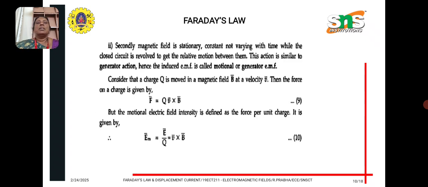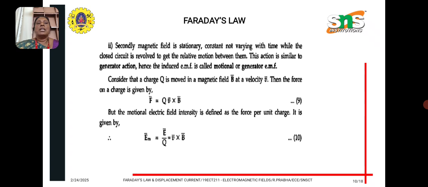So the magnetic field is stationary, constant, not varying with time, while the closed circuit is revolved to get the relative motion between them. So this action is similar to generator action, hence the induced EMF is called generator EMF or motional EMF. So now considering the charge Q is moved in the magnetic field B at the velocity V, then the force on a charge is given by F is equal to Q into V cross B.